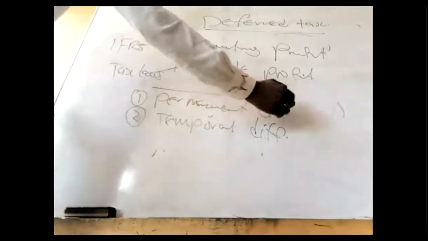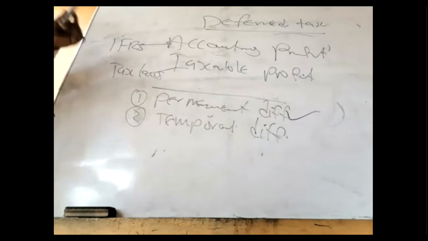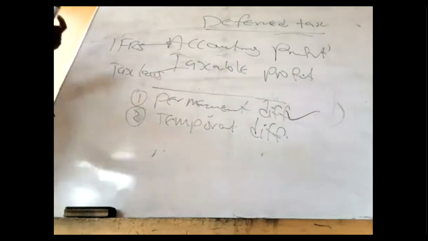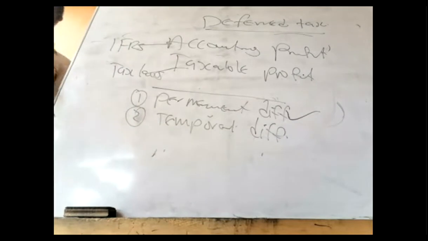Now, the permanent difference does not cause deferred tax. One party agrees, the other does not agree. What the accountant will accept, the tax authority will not accept, or what the tax authority will accept, the accountant will not accept. So that creates what you call a permanent difference, because nothing can reverse it. You can't reverse a permanent difference.